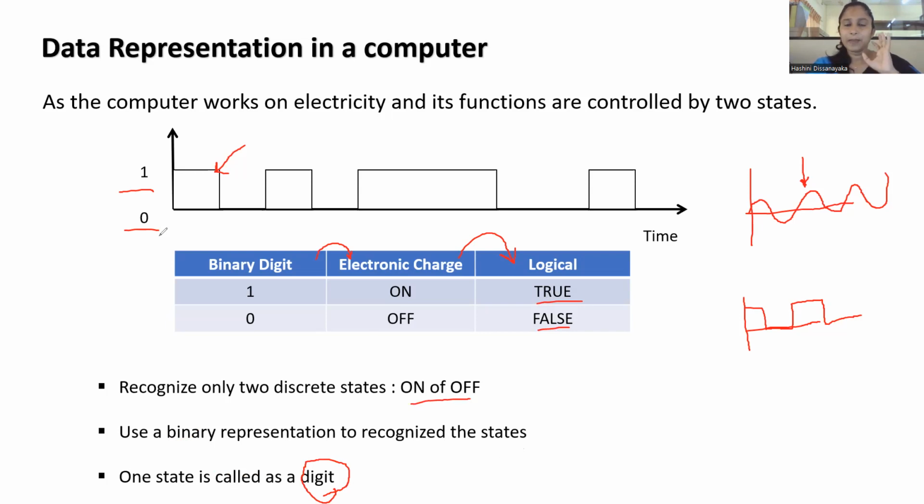So a digital device uses two digits, one is 1, the other one is 0.